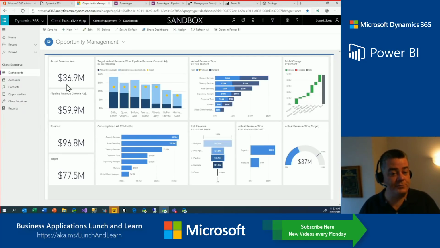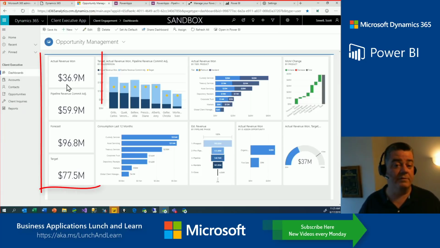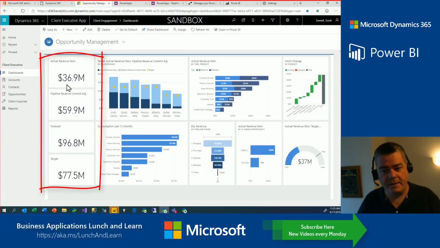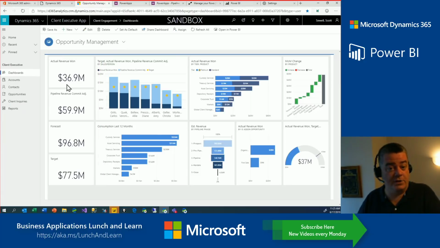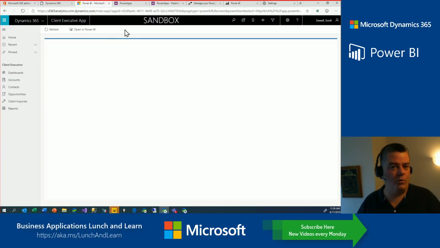So here's the opportunity dashboard that shows me very high level views. Here's my KPIs, like actual revenue won, how much of the pipeline is committed already, as well as bringing it down by the salesperson who's involved. I can also look at things like revenue won by the tier of the customer, or month over month product growth or reduction. Where's our growth coming from in a month over month view? But then we can, of course, drill further into that and say, let's look at it and explore the data in some interesting ways.